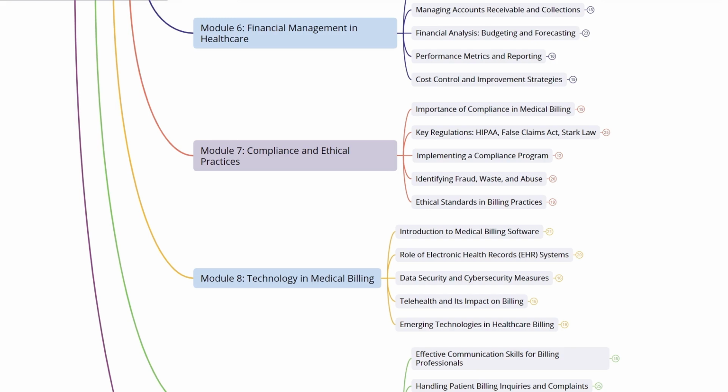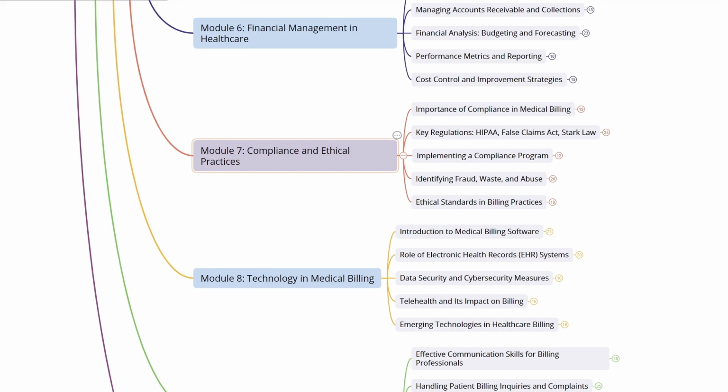This segment of the course aims to equip you with the knowledge to develop robust compliance programs, uphold ethical standards, and leverage cutting-edge technology effectively. You will learn how to navigate complex regulations, identify and prevent fraud and abuse, and understand the role of innovative tools that are redefining healthcare billing.